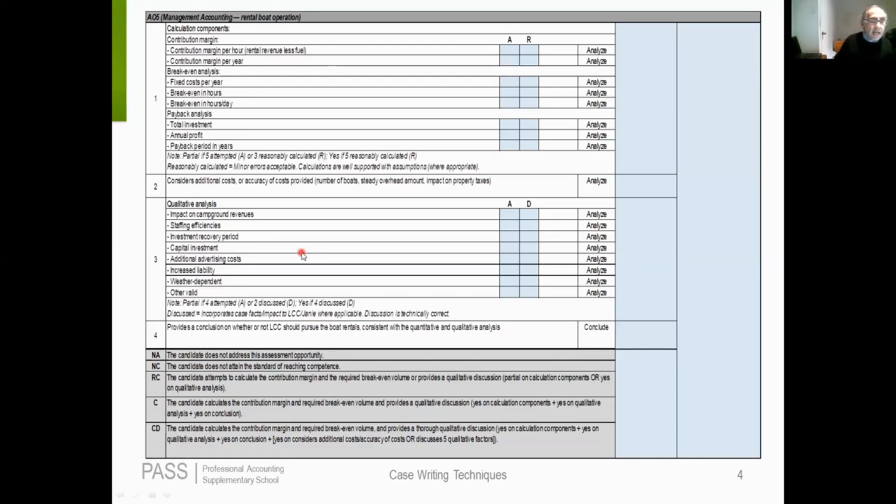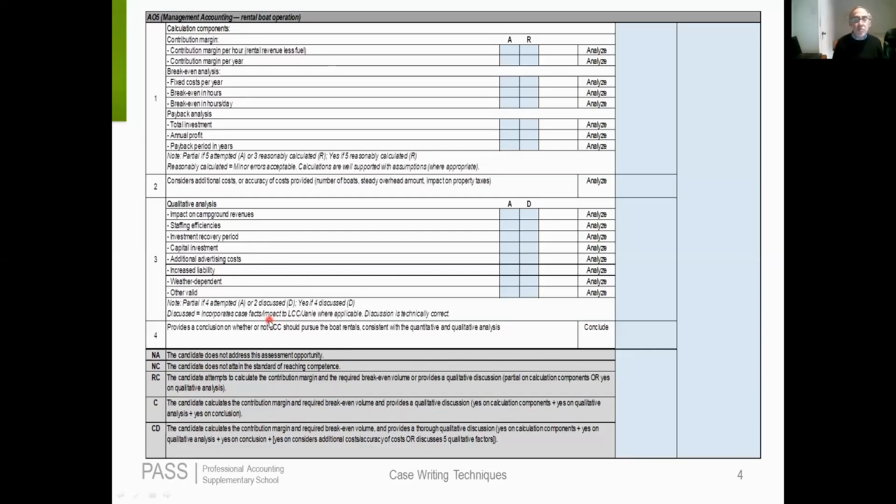Another possibility is that you just were not able to use the case facts effectively. Notice, guys, that to get a yes, a qualitative discussion means tying back to case facts. So maybe you were far too generic. If you were too generic, then pay attention to that, because you know then that you better work next time on doing a better job of tying back to case facts.